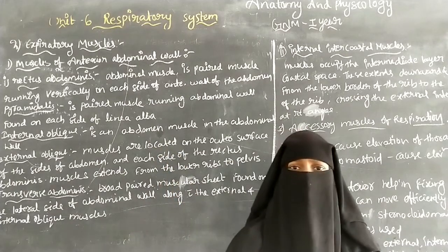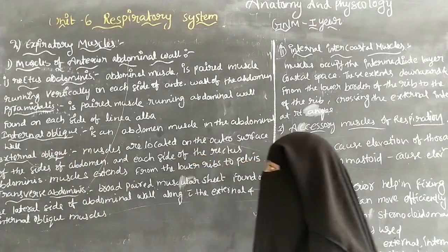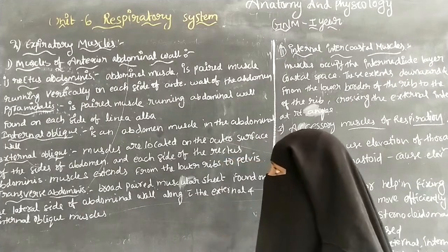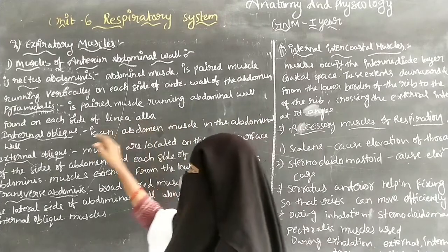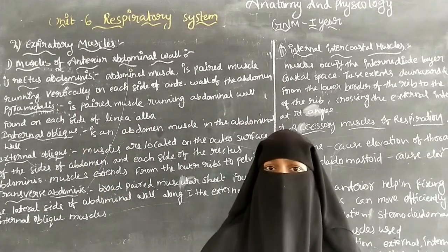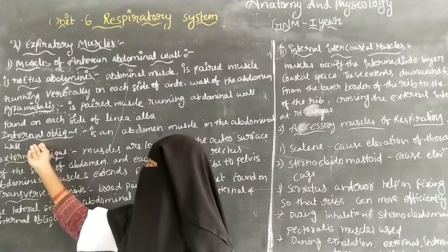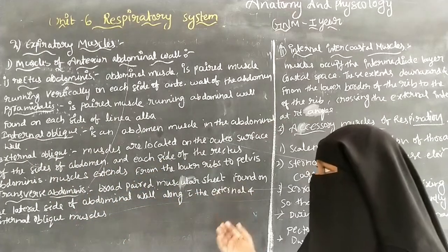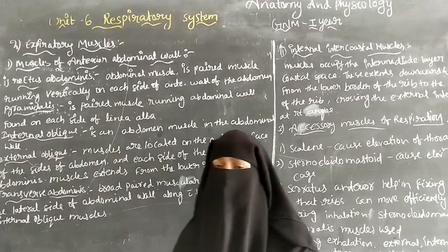So it is called linea alba. And the next muscle is the internal oblique muscle. The internal oblique muscle is also one of the abdominal muscles, situated inside the abdominal wall. In this name, "internal" means inside: the muscle is situated inside the abdominal wall. So it is called the internal oblique muscle.